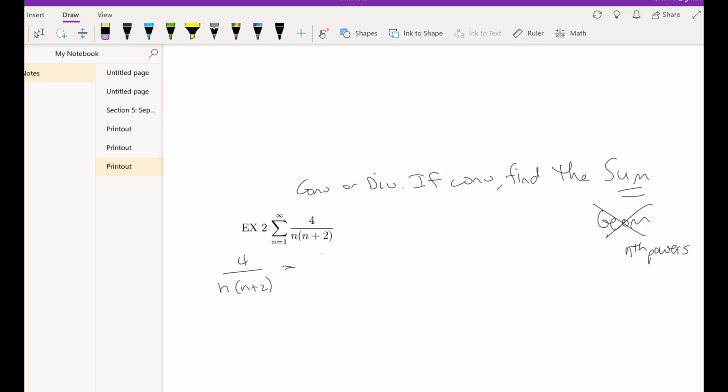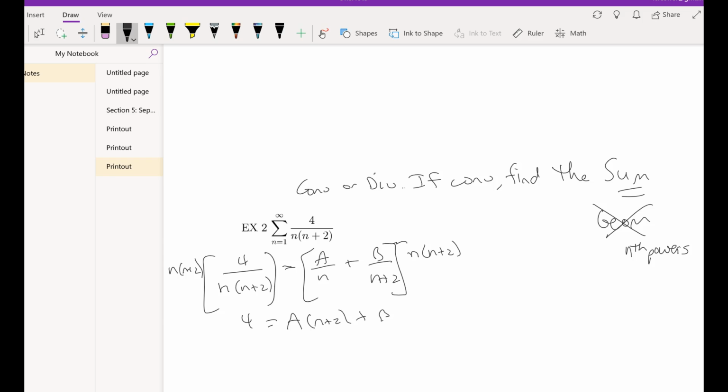So A over n plus B over n plus 2. Remember how to do partial fraction decomposition. I'm going to multiply both sides by the denominator, n times n plus 2. So I get 4 equals A times n plus 2 plus B times n. Here's where I choose wise numbers and let n equal 0. If n equals 0, I get 2a, so 2 is equal to a. Then if I let n equal negative 2, I get 4 is equal to negative 2b, so negative 2 is equal to b.